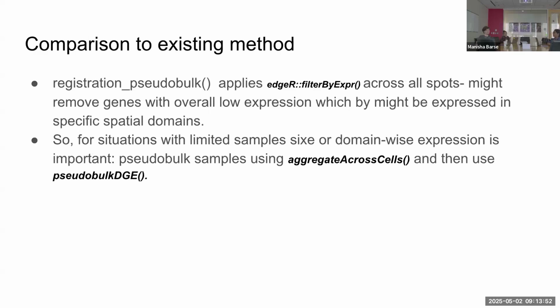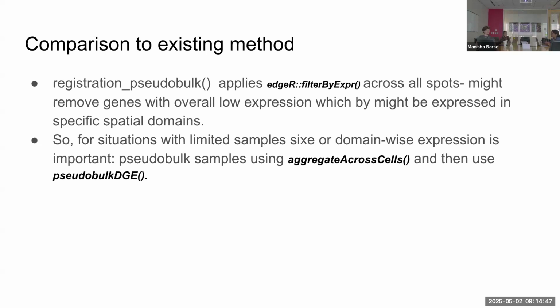Now, why are we looking at this wrapper function of pseudobulkDGE, and why compare it to the existing registration pseudobulk function that already exists in the spatialLIBD package? One difference is that registration pseudobulk applies the filterByExpr function across all the spots, which might remove genes with overall low expression, which might be expressed in different spatial domains, the different BayesSpace domains that we are looking at.